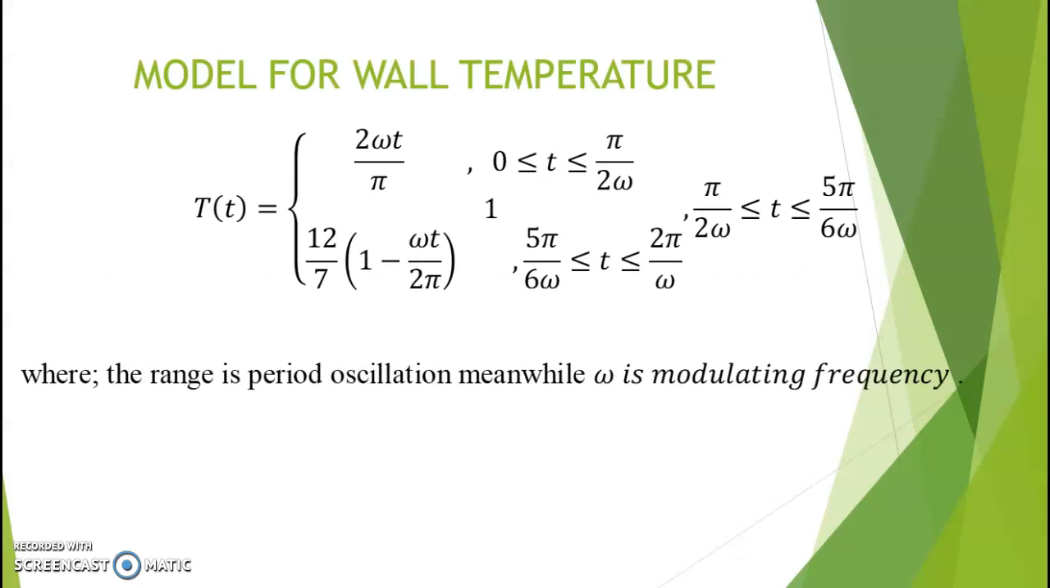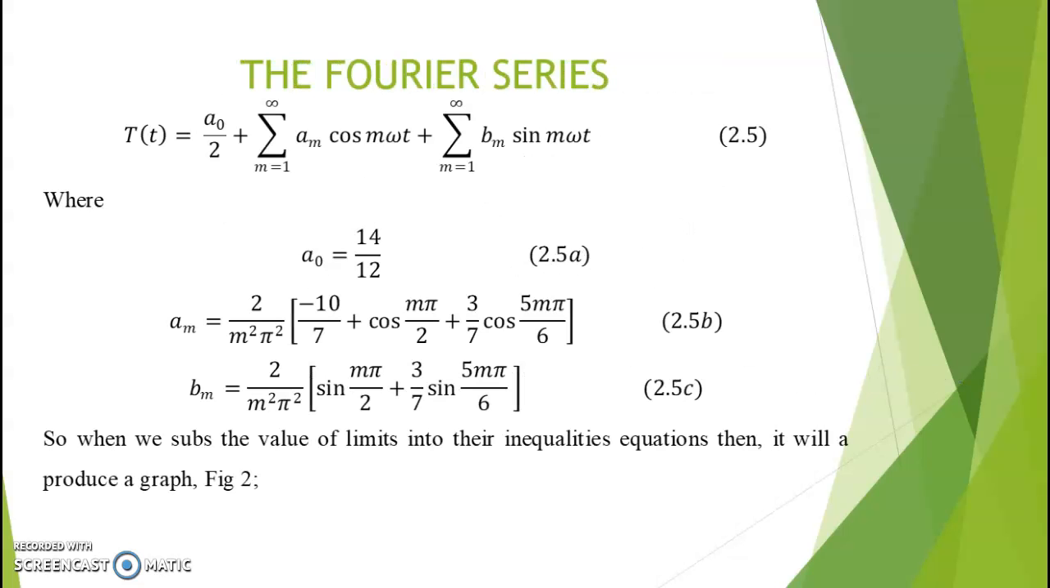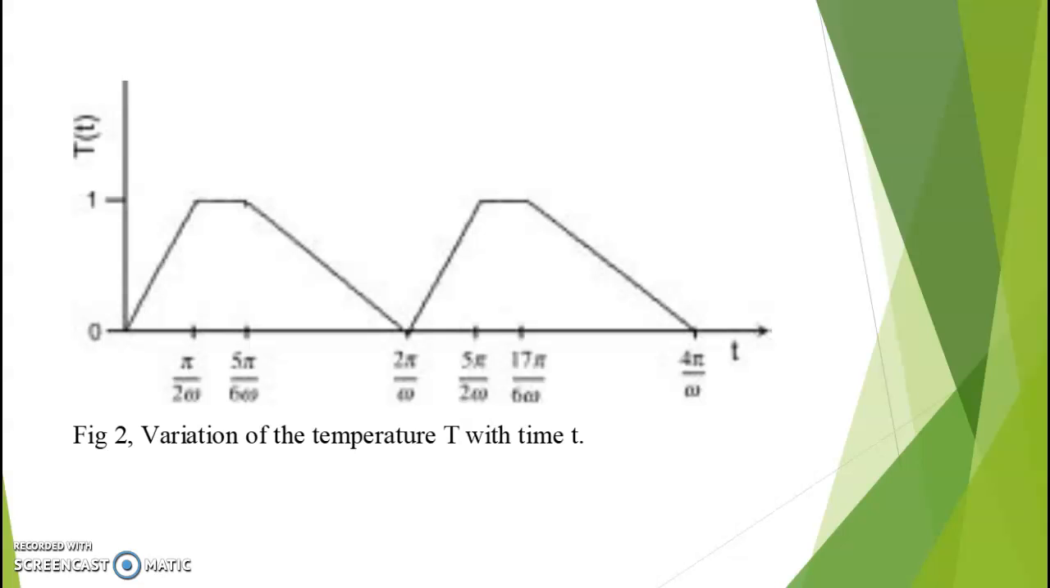The second part of this method is the model for wall temperature, which is easily symbolized by these three equations, or what we call the system TT. Next is the Fourier series. In this Fourier series, there are many given equations, and figure 2 is the variation of temperature T with time T.